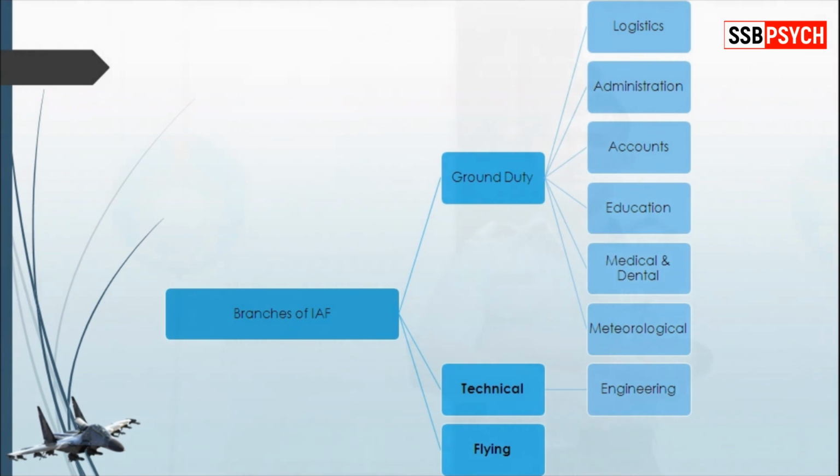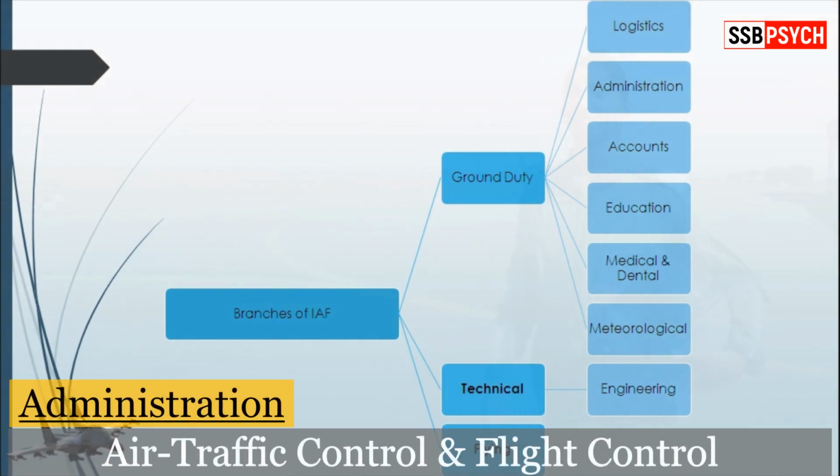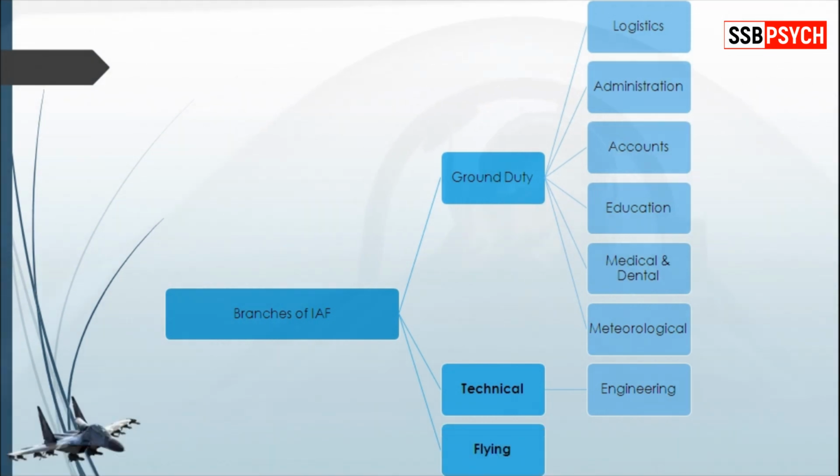Coming to the administration of the ground duty, the administration branch is further divided into two. The first one is air traffic control, and the second is flight control. As the name suggests, air traffic control is basically to control the flow of traffic in the airspace, or airspace management. Flight control is basically responsible for supervision between the air and the radar.